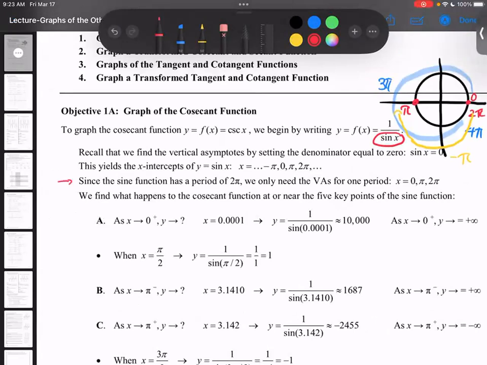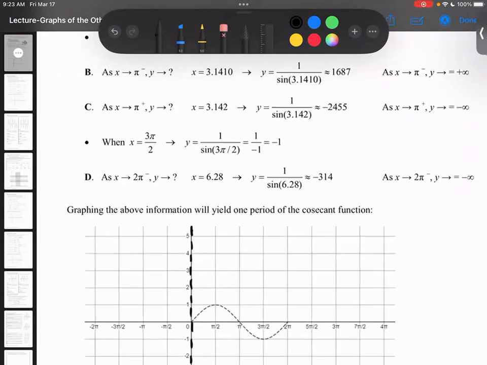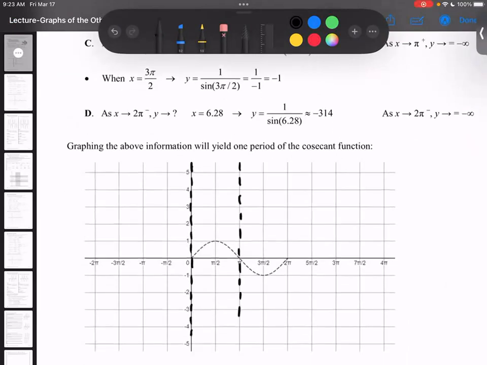So for that problem, cosecant of x, or another way of writing it is 1 over sine x, has the vertical asymptote at x equals 0, x equals pi, and x equals 2 pi. Let me draw that vertical asymptote. So x equals 0 is the y-axis. x equals pi. That's the vertical asymptote. And x equals 2 pi. That represents one period. Remember, the period of sine is 2 pi.